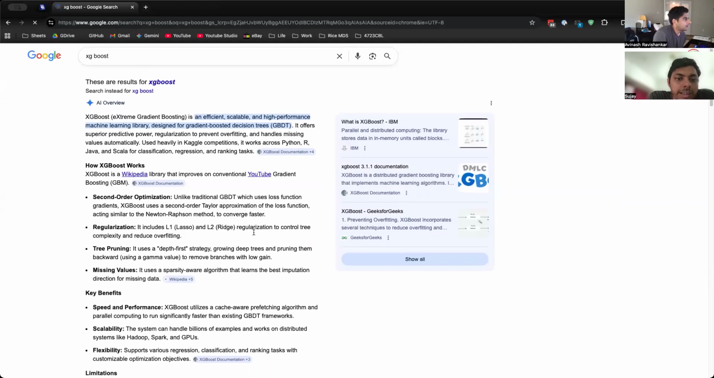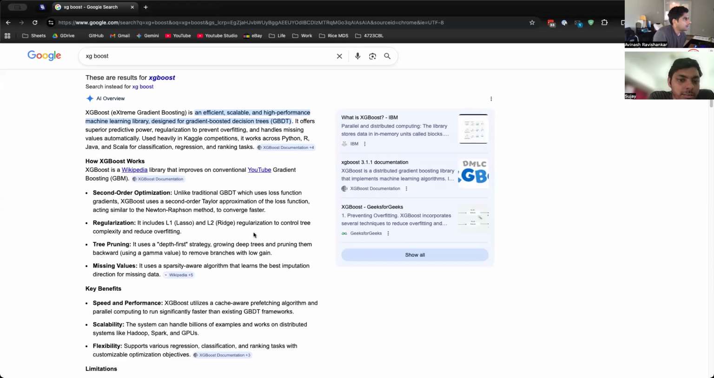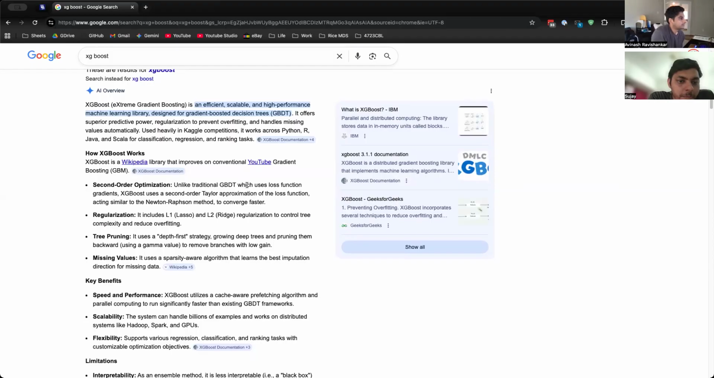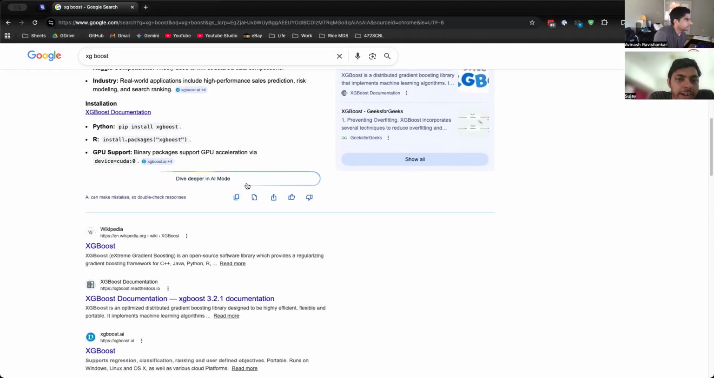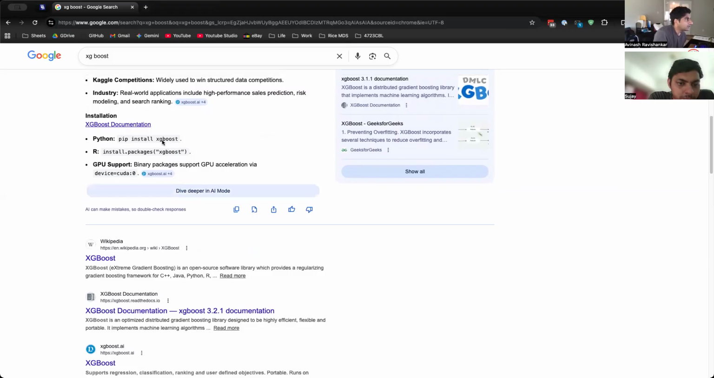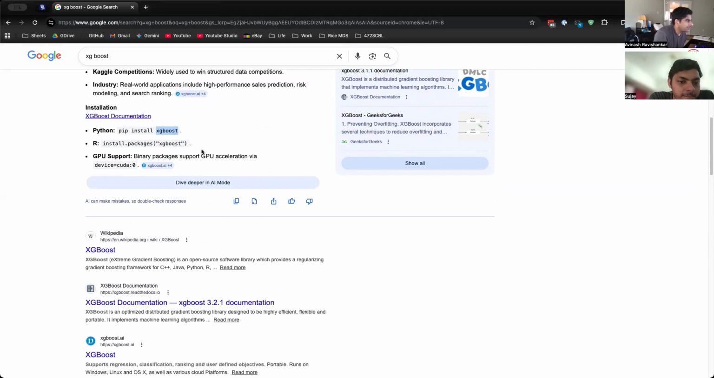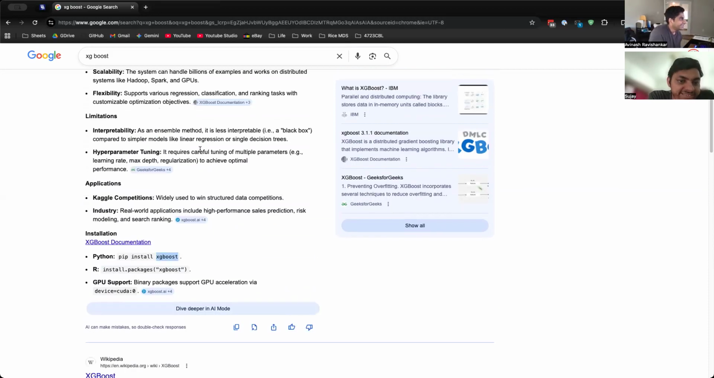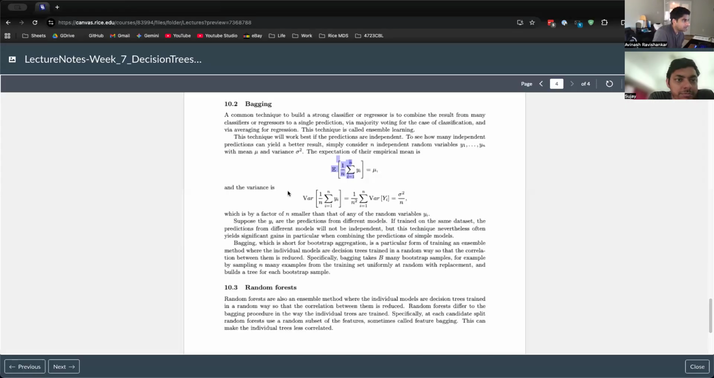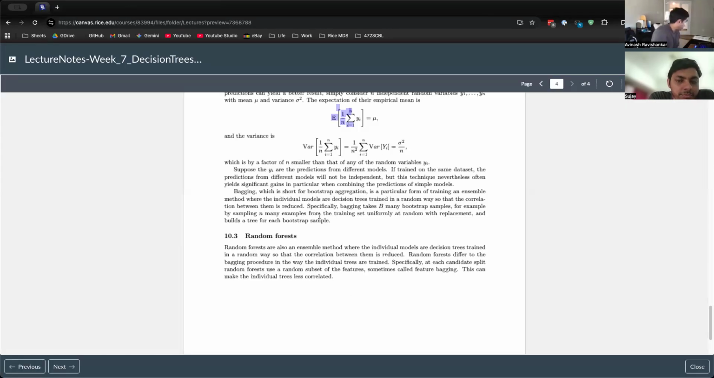So you use a second order Taylor series and you use regularization like L1 or L2. And there are some strategies on how to build the tree. Cool. And it looks like in Python, there's just a package for XGBoost. Yeah, of course, there is a package. Cool. That was just for my knowledge. Yeah. And then lastly, how are we doing on time?